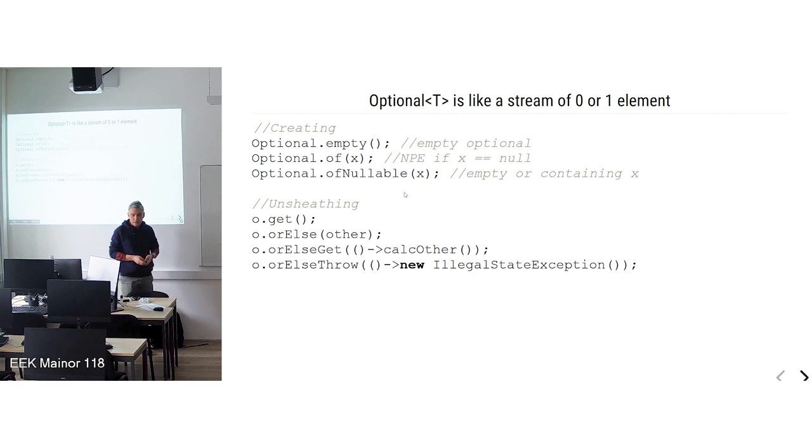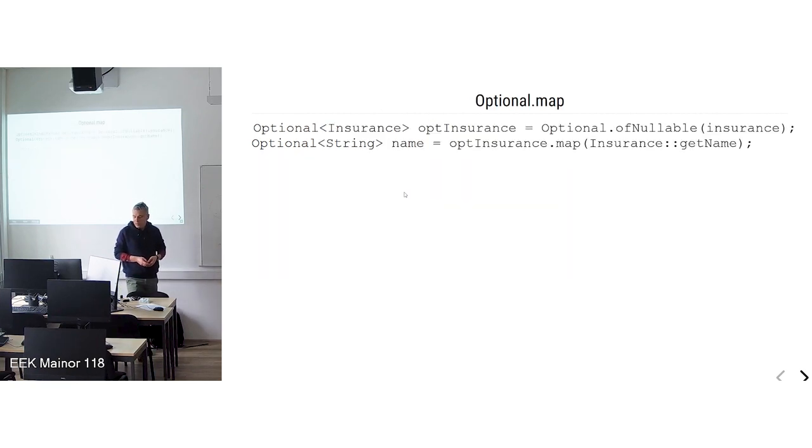And after that, you can do some tricky things. Imagine you have insurance or you don't have one, and you want to get the insurance name. And what do you usually write in this case in a plain imperative way? If insurance is not null, then println insurance.getName. Else print what? Print an empty string or something like this.